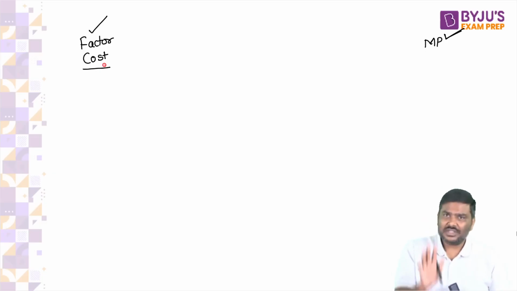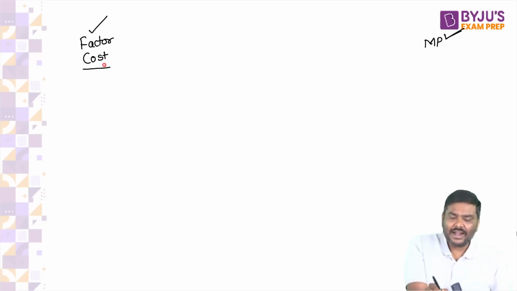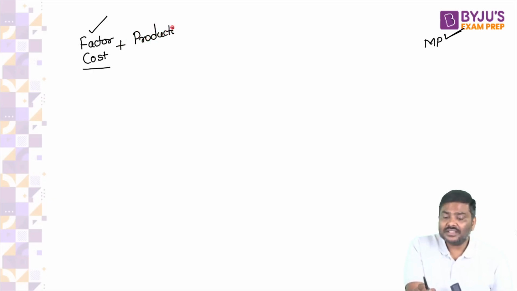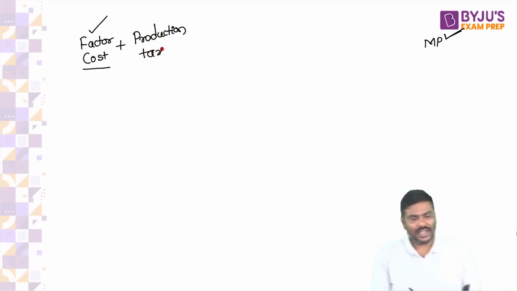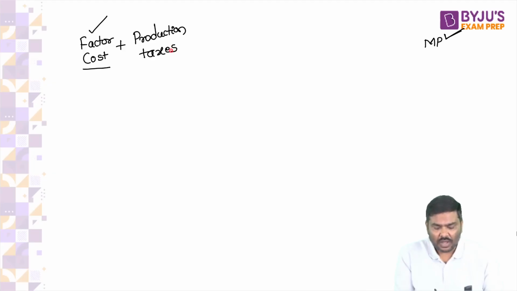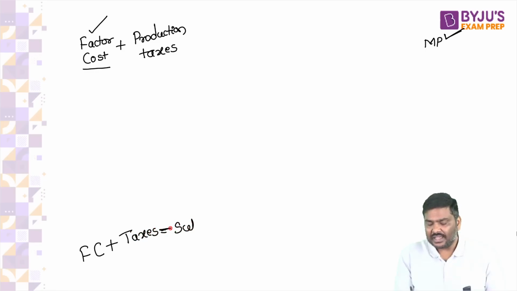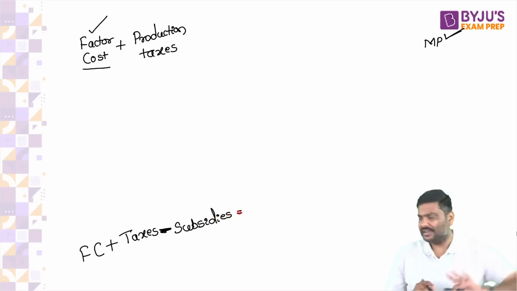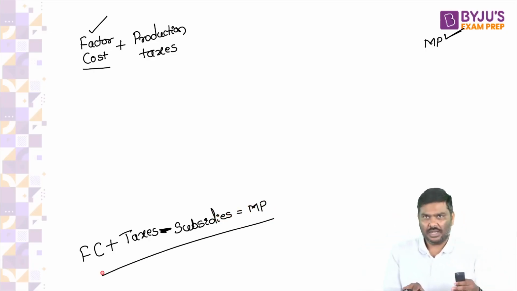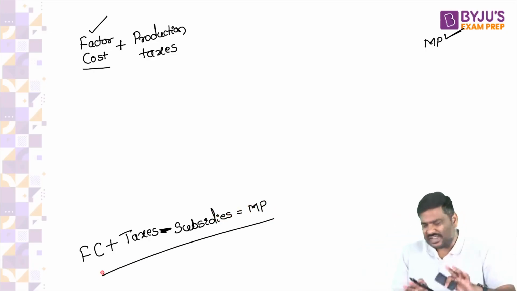What they will do is this kind of a calculation. They will add production taxes. Earlier, I gave one formula. I hope you remember this. The earlier formula was factor cost plus taxes minus subsidies is equal to market price. This was the formula that I gave earlier. But this is a very simple formula. It is not technically correct.